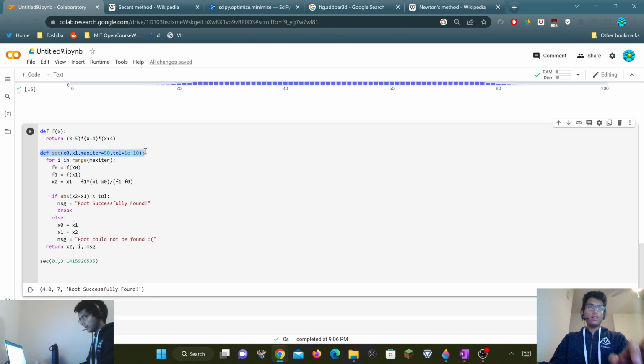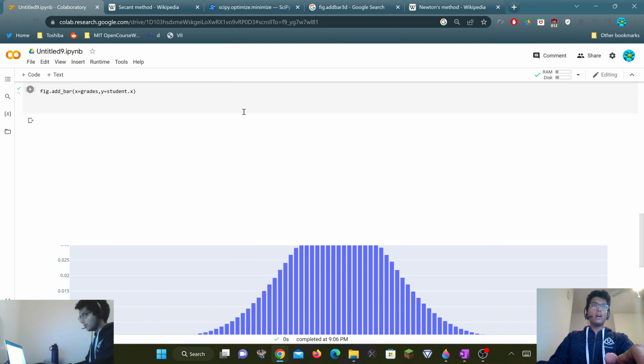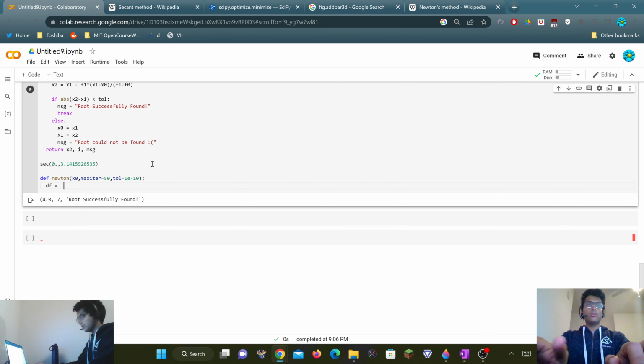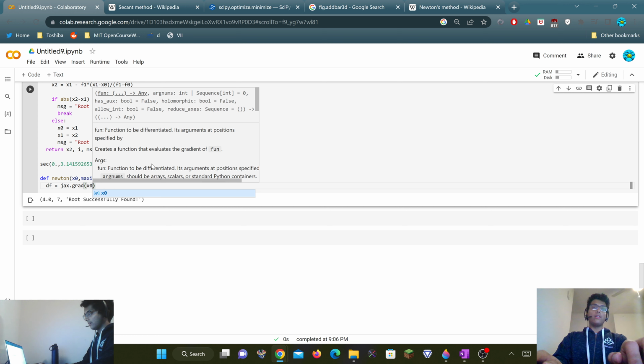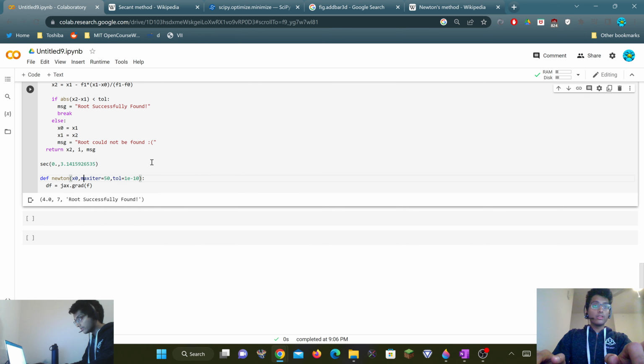So if I'm to copy this, and then I'm going to make it Newton, but I only need one guess. So I'm going to say my guess is x naught, right? And so I need to compute the derivative, which is why I imported Jax all the way up there. So I'm going to say df equals jax.grad, so the gradient, right, of f. Sorry, and so there should be an f here.